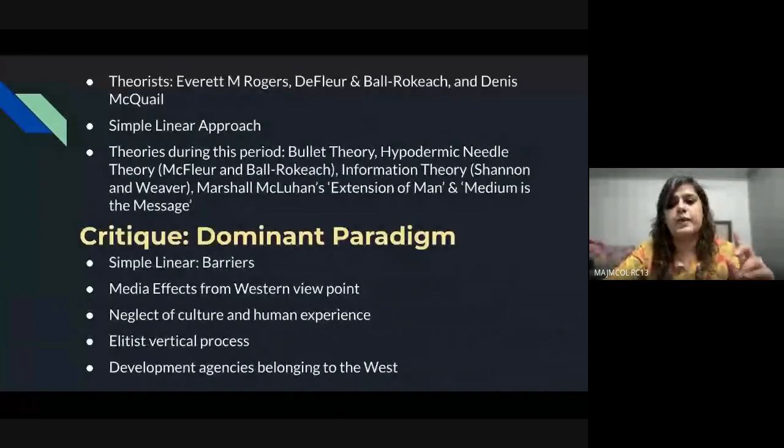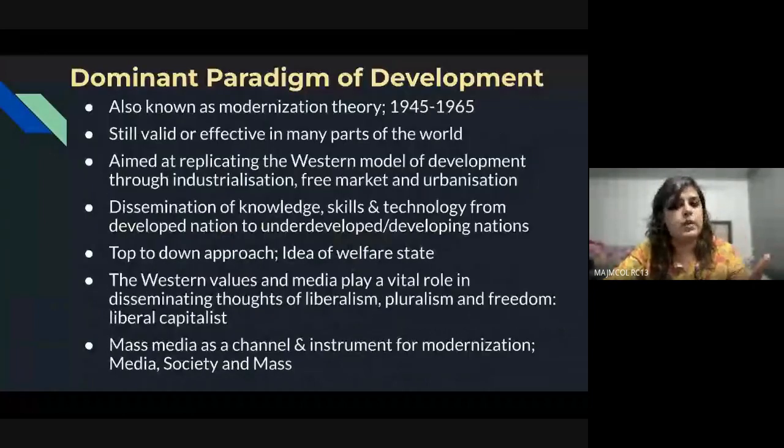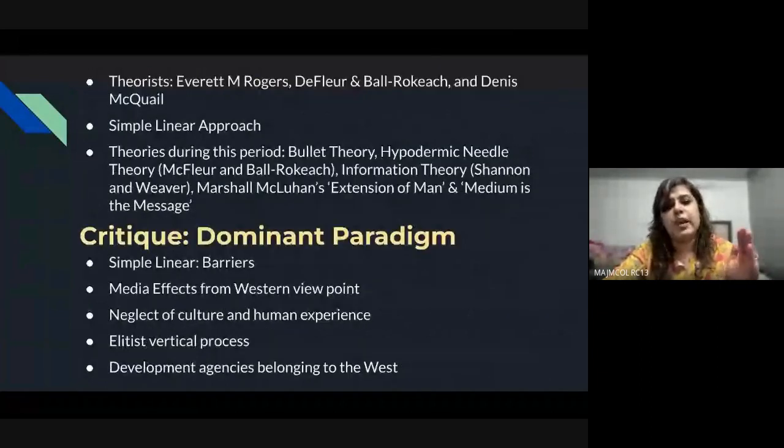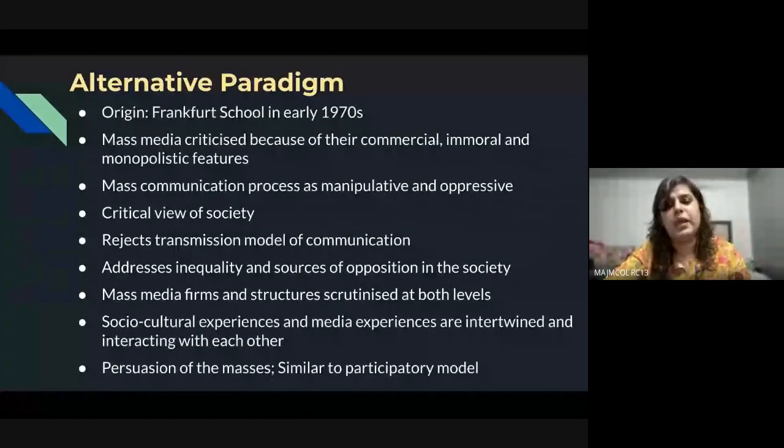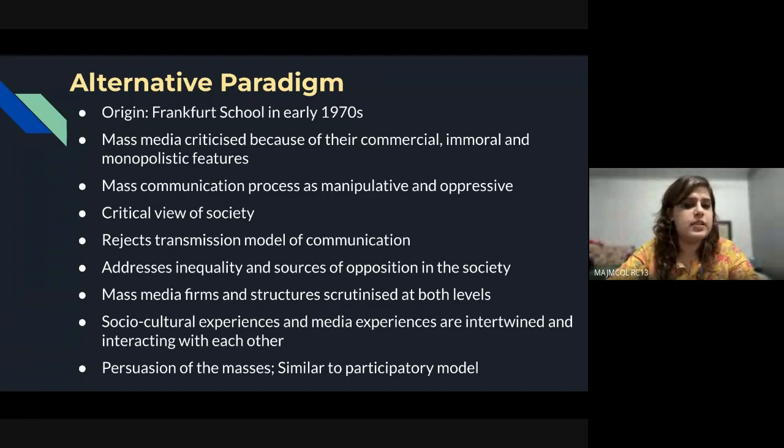So, as we can see, the dominant paradigm came about right after World War II, 1945 to 1965. Then dependency theory came about in the 1960s to 80s, and the alternative paradigm came about right in the middle of it, wherein the critical cultural trend of mass communication was emerging. Here, mass media was heavily criticized because it was extremely commercial, immoral, and monopolistic. Therefore, mass communication was heavily criticized by the Frankfurt School as well. It was considered manipulative and oppressive.